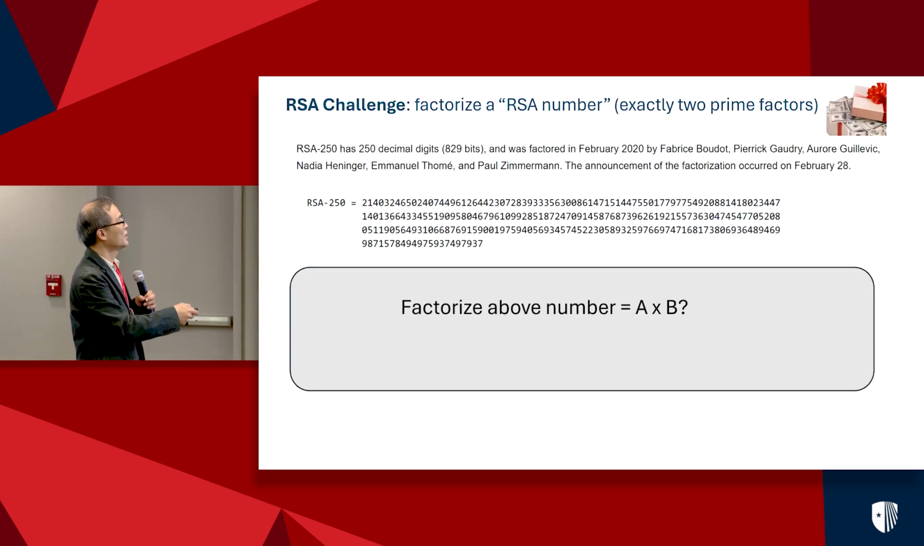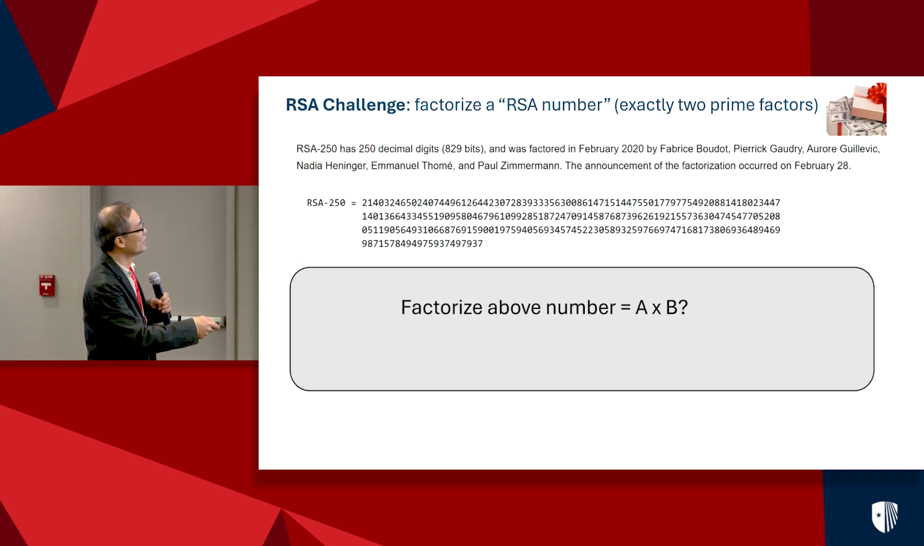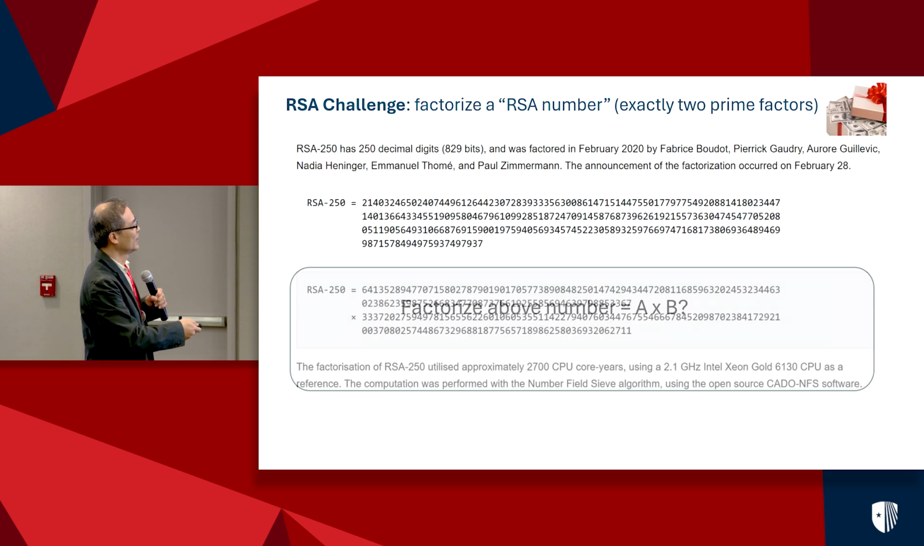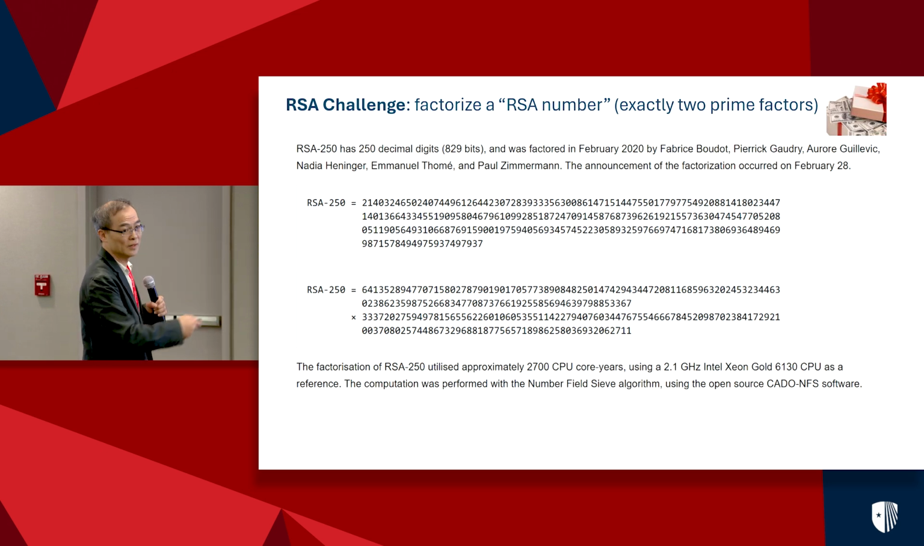So I mentioned this RSA, right? It was actually factorized. This 250-digit number was factorized by these people in 2020. So the answer, let me announce to you, is these two large prime numbers. You can easily verify by multiplying these two numbers to get this. But from top to bottom is a hard problem, because they used approximately 2,700 CPU core years, not hours, years, to solve that.